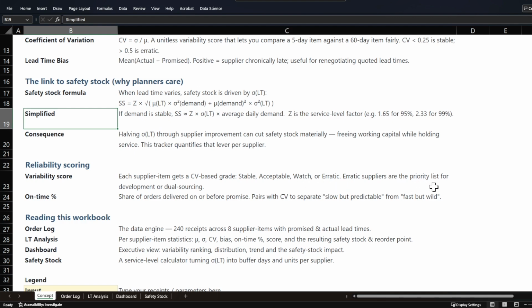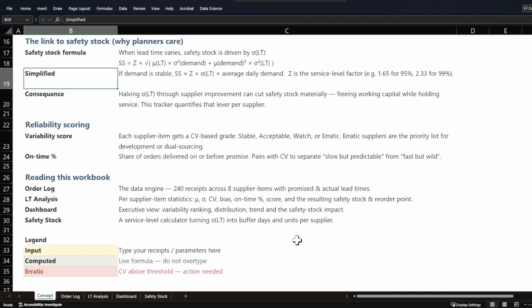So erratic suppliers are the priority list for development or dual sourcing, so that you can reduce the variability of your lead time. Now come to the on time percent. On time percent is the share of orders delivered on or before promise, and we usually pair it with the coefficient of variation to separate slow but predictable from fast but wild. There's some instruction regarding this Excel workbook you can go through.